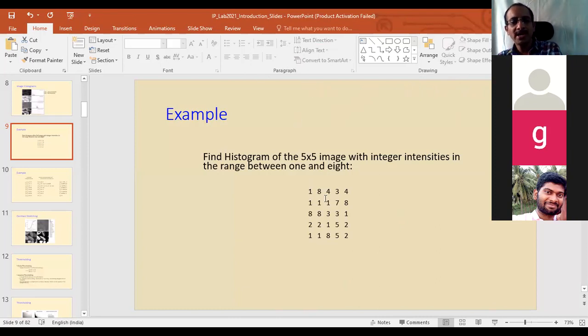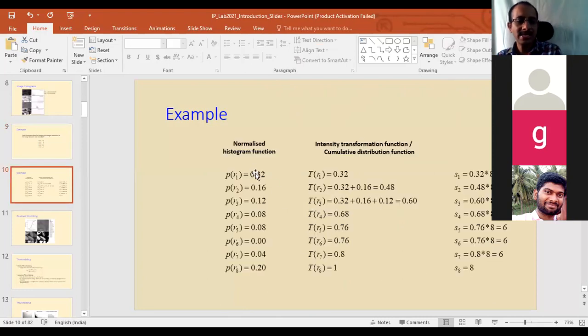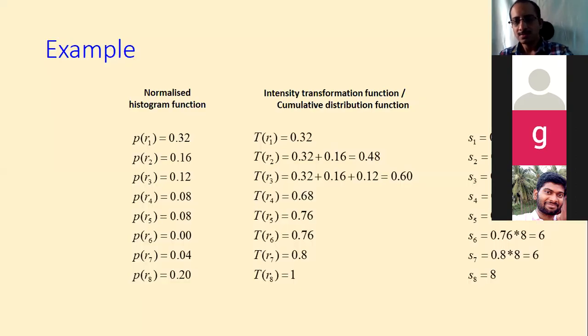If you're able to do it, let us see the next slide. In this, you can see the probabilities for each of the gray levels. R1 is the first gray level, R2 is the second gray level, and R8 is the eighth gray level. Just try to match with this.